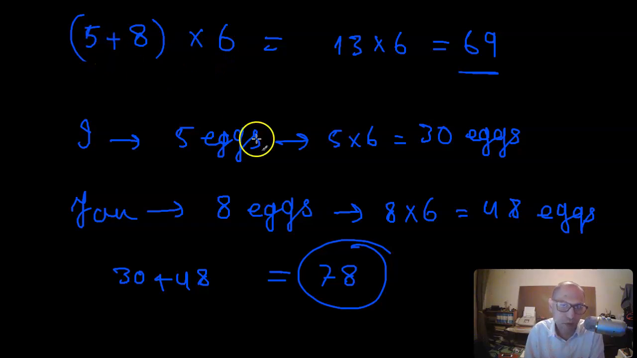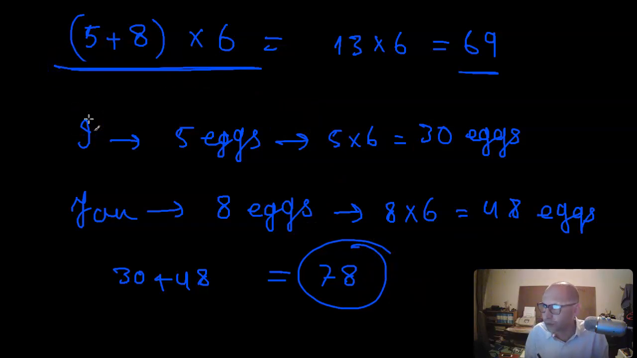For example, if you have 5 eggs, then I take all of your 5 eggs. 5 times 6 is equal to 30. I'll give you back 30 eggs. And the same person comes to you and says the same thing. And through that process, you get 48 eggs. Now, the total amount of eggs that we have together, instead of 13, becomes 78. And that can be written through this expression. Okay?